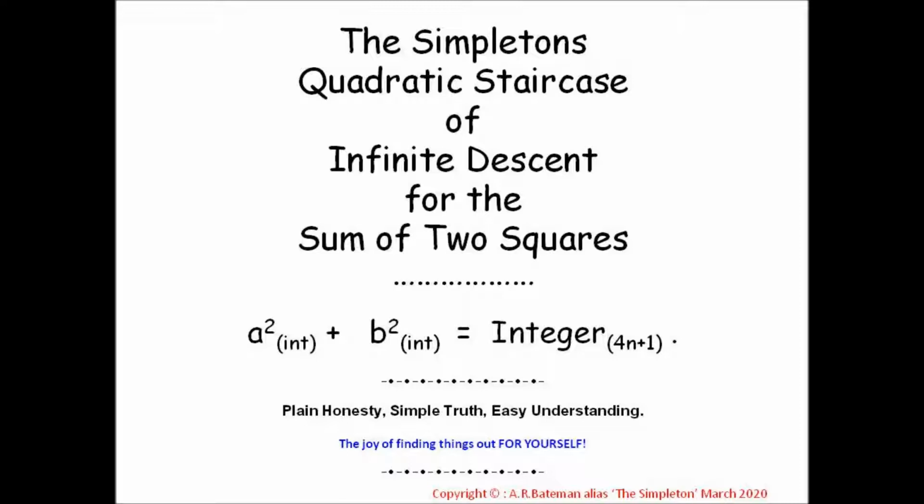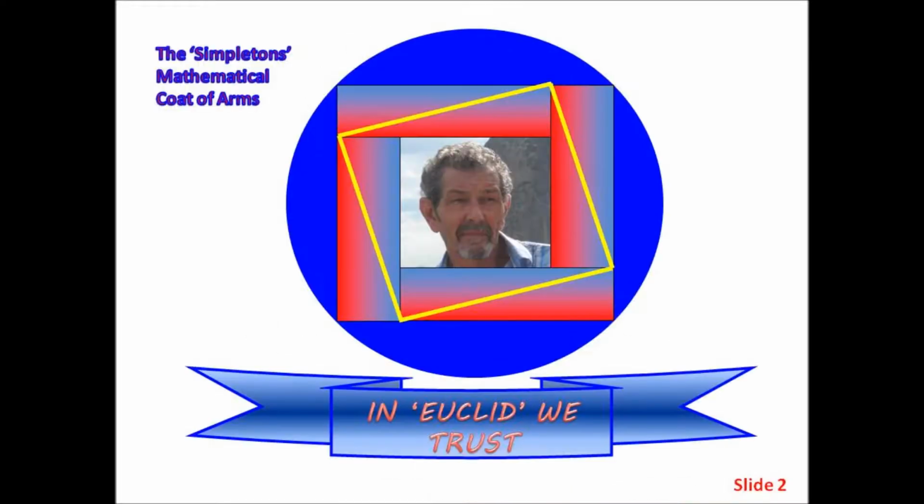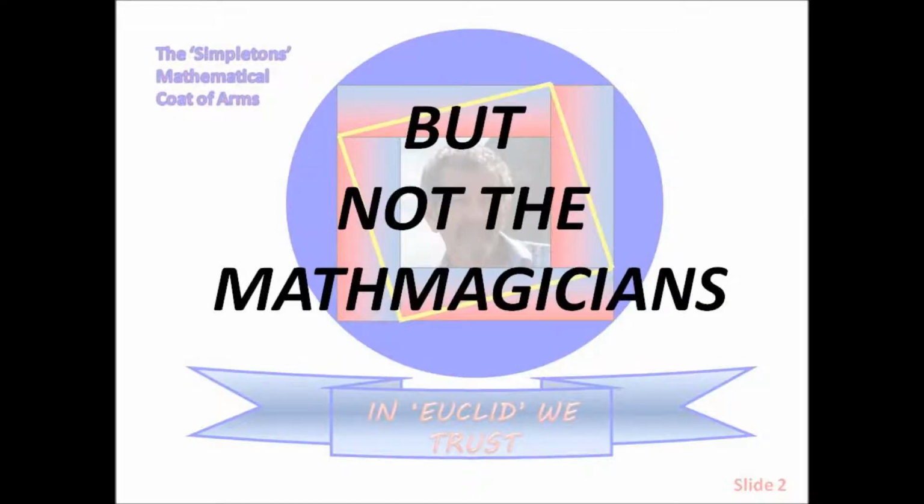My motto? Plain honesty, simple truth, easy understanding, the joy of finding things out for yourself. The Simpletons' mathematical coat of arms: In Euclid we trust, but not the mathematicians.